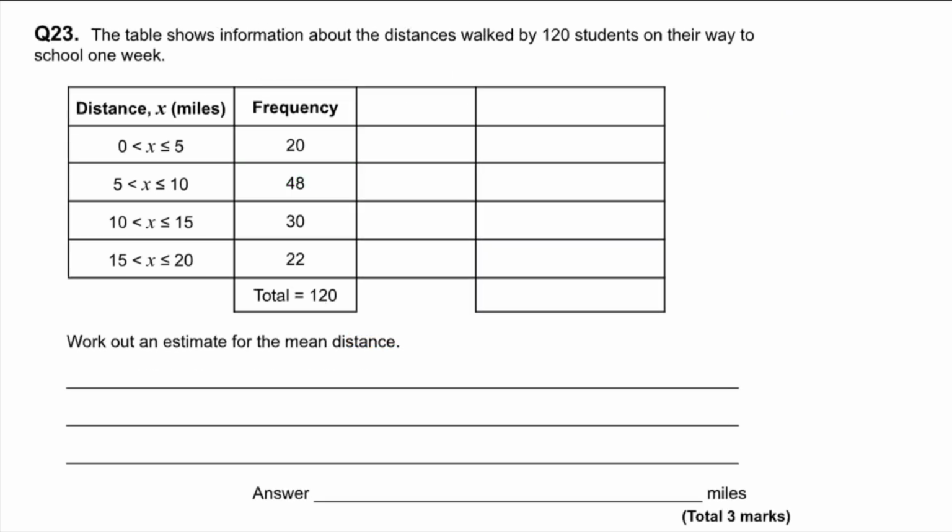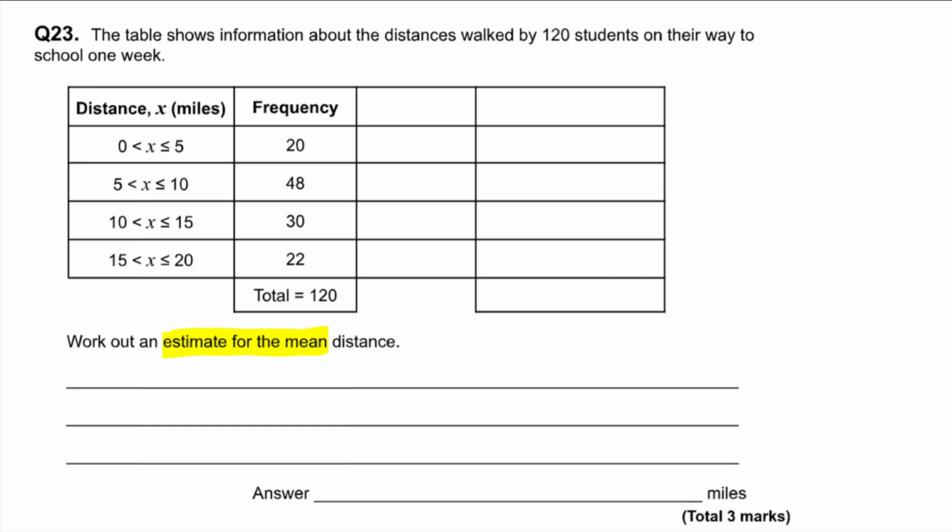Question 23, the table shows information about the distances walked by 120 students on their way to school 1 week. The distance to school is in the first column, 0 to 5, 5 to 10, 10 to 15, 15 to 20. And we have the frequencies of each of those distances, the number of students who walk those distances. Now we want to estimate the mean. That means I need to make an estimate somewhere. The estimate is the fact that you don't actually know exactly how far these students walked.